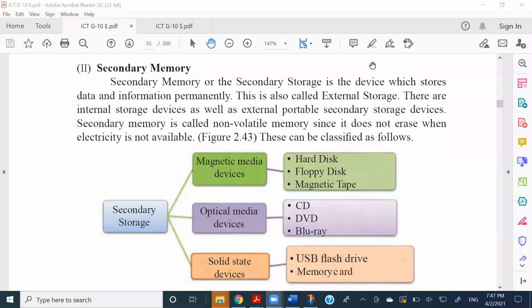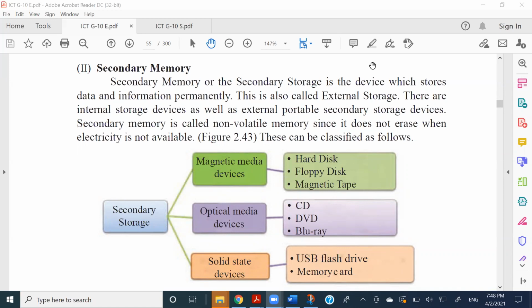Inside a USB drive there is nothing that spins. It's just a circuit inside it. And when it comes to the memory card, again, it does not have any moving parts. It's just a small chip that you use inside your phones or MP3 players and all these things. It's just a single chip. So there are no moving parts. Because of that, it is called a solid state device, right? So three types: magnetic media, optical media, and solid state devices, right?